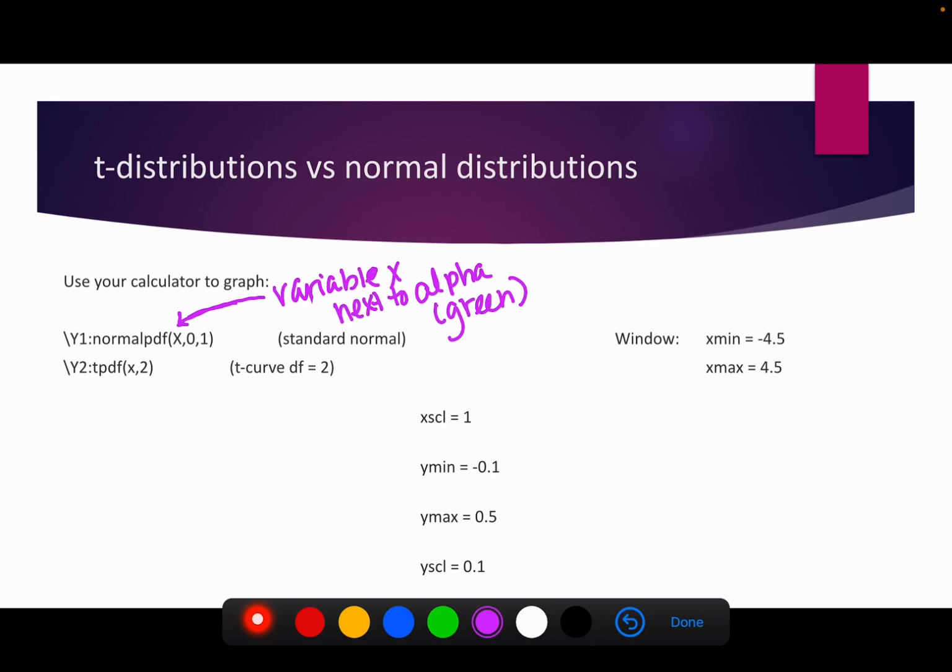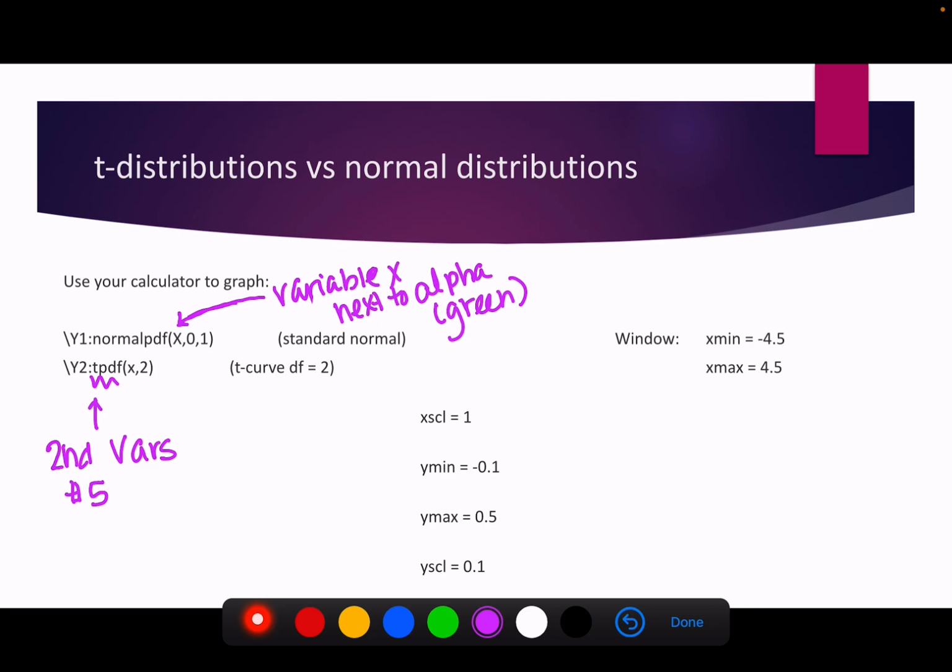And paste that in. And then in Y2, you are going to do TPDF. TPDF is in second vars number 5. So push that. Your x value is going to be x, the same x as you found before, and your df is going to be 2.